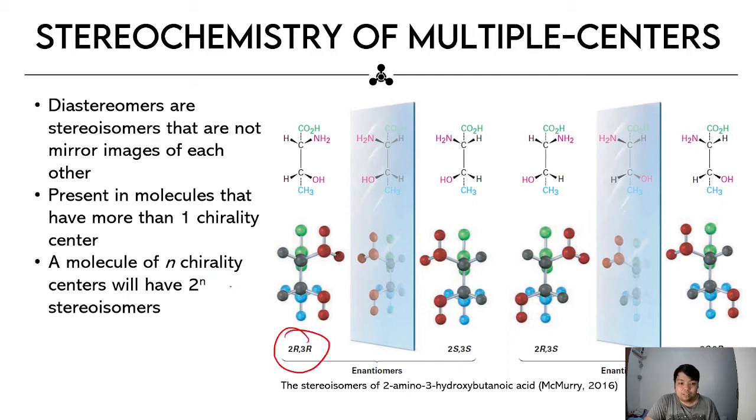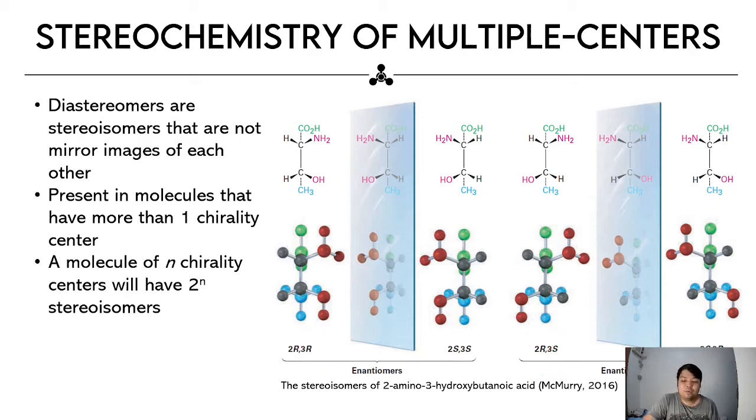However, this stereoisomer and this stereoisomer are diastereomers because they are not mirror images of themselves. If you notice, they have a common configuration at the same chirality center. So they both have 2R. However, they differ in the second stereoisomer's second chirality center, wherein the configuration is R, while here the configuration is S.